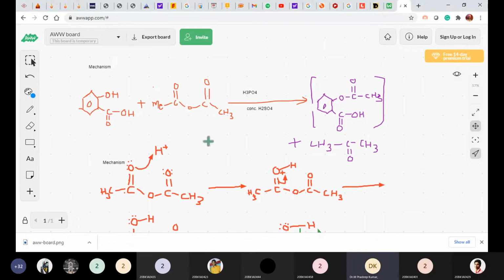Okay, can you see this reaction? Dear students, can you see this reaction? Yes, sir. So this compound is our salicylic acid. This one is our salicylic acid. Let me write here salicylic acid.